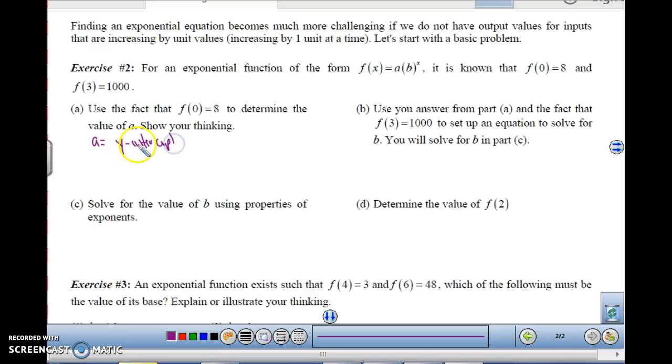A is the y-intercept where x equals 0. So what is the point f of 0 equals 8? Well, isn't that the point (0, 8)? When x is 0, y is 8. So that means that a is equal to 8.